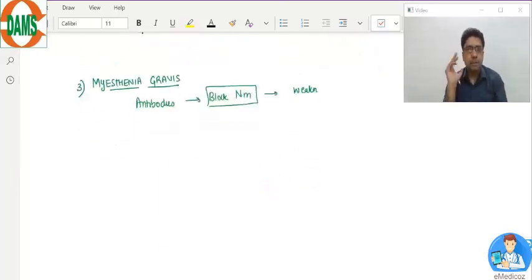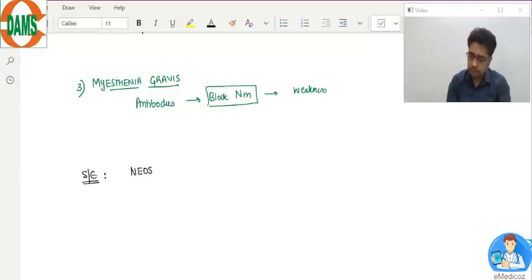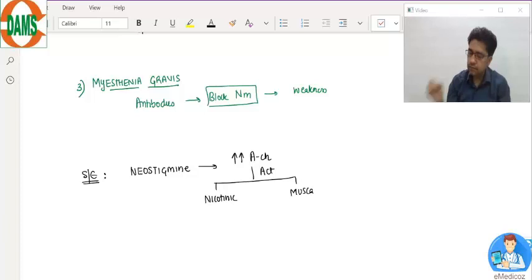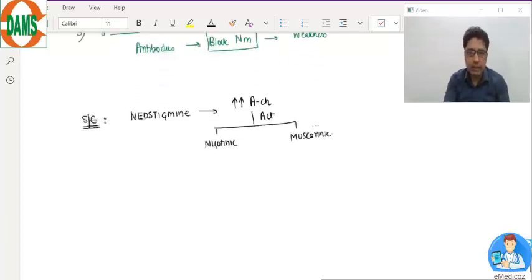Now my question is, before coming to the treatment of myasthenia gravis, first I want to tell you the side effect of neostigmine-like drugs. Then I will tell you the treatment of myasthenia gravis. When you give a neostigmine-like drug, can we say that neostigmine increases acetylcholine level? And this acetylcholine will act on both nicotinic and muscarinic receptors.